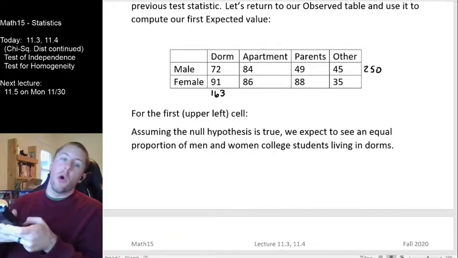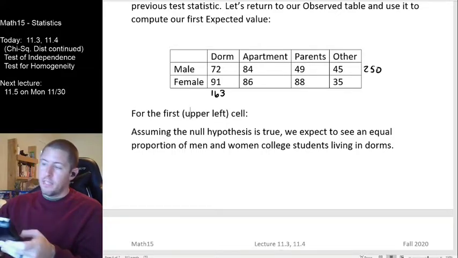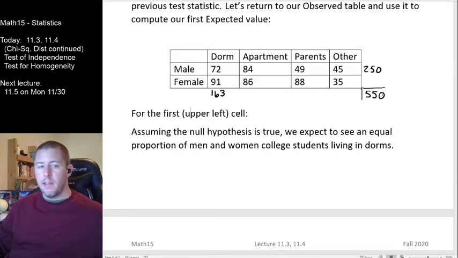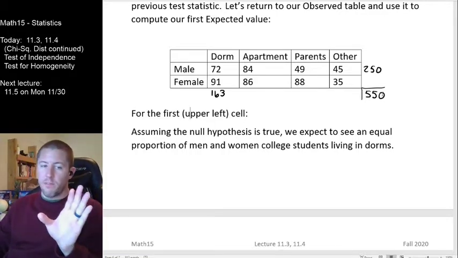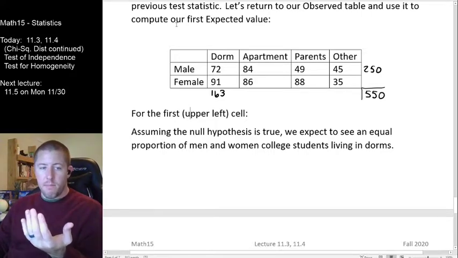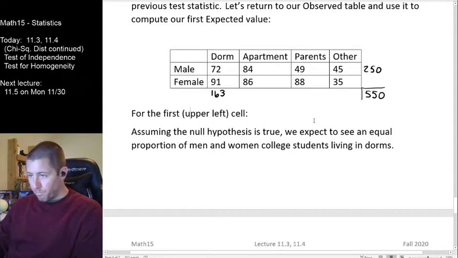And I need to know the total also for all these types of things. So I'll also add on the bottom row: 91, 86, 88, 35, and it seems like I have a total of 550. So I'm doing my lazy man's work right now because I'm just going to show only one of these computations by hand, and then we'll let Excel do all the work for us because this is going to be a lot of by hand work. The overall process itself isn't that hard, but we don't want to just sit around doing multiplication all day. That's not exciting, right?